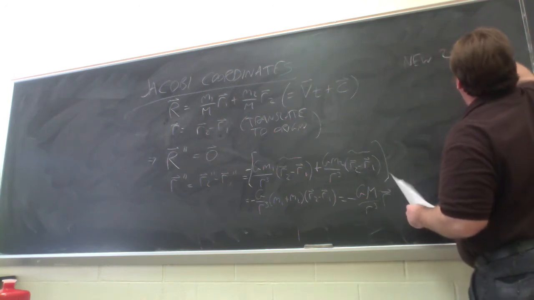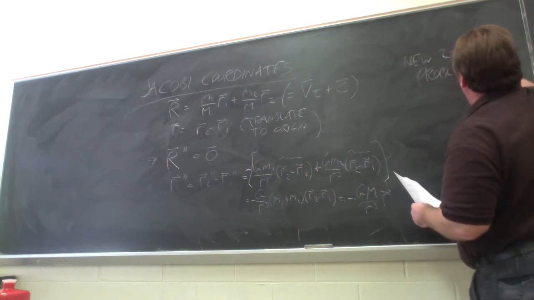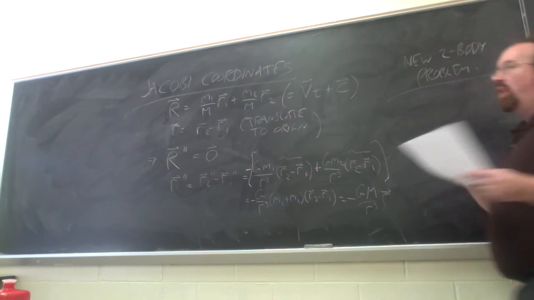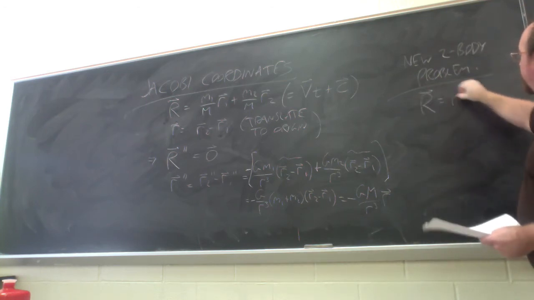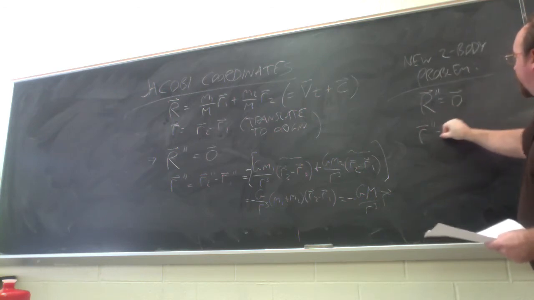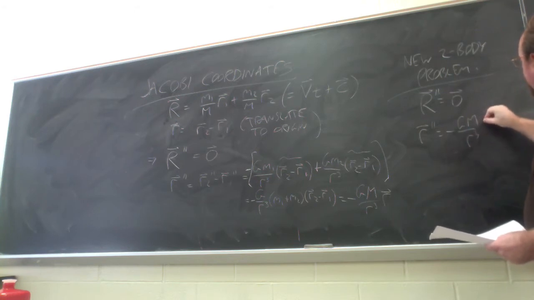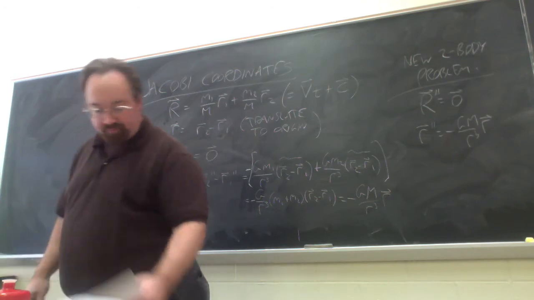Our new two-body problem: instead of equations for R1 double prime and R2 double prime, we have big R double prime is 0, and little r double prime is minus GM over little r cubed, with vector little r.